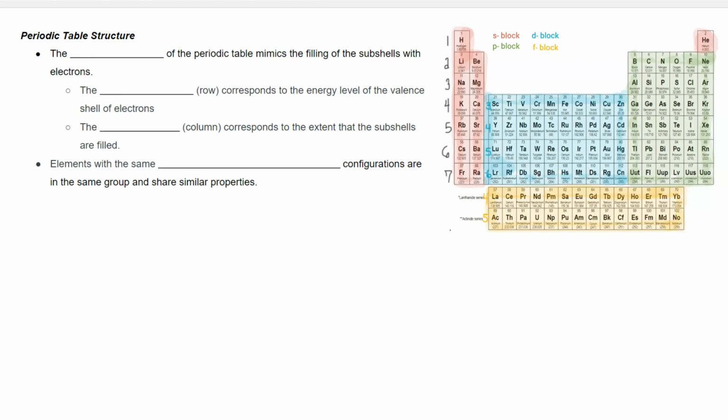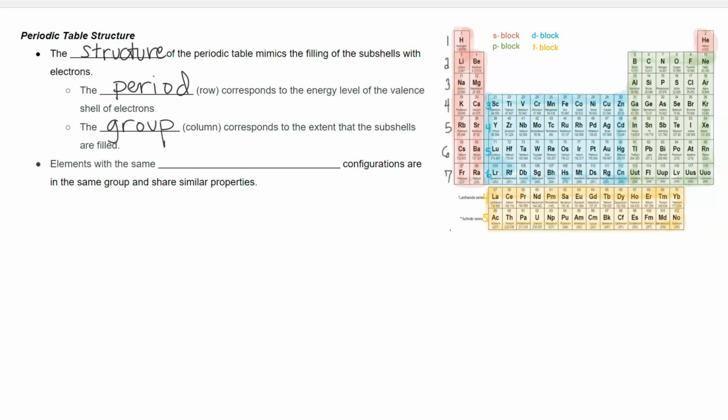And so to fill in our notes, we can say that the structure of the periodic table mimics the filling of the subshells with electrons. The period, or row, corresponds to the energy level of the valence shell of electrons. And then the group, or column, which are vocabulary words we've already talked about, corresponds to the extent that the subshells are filled.